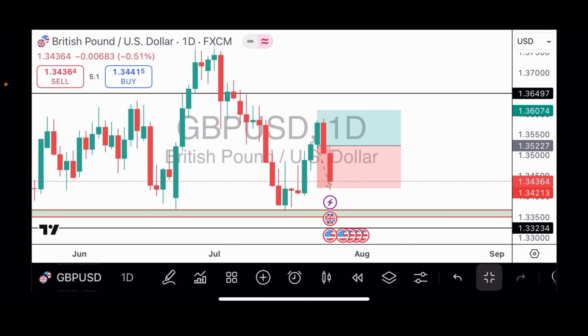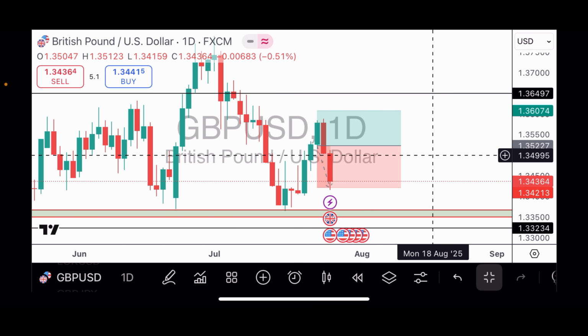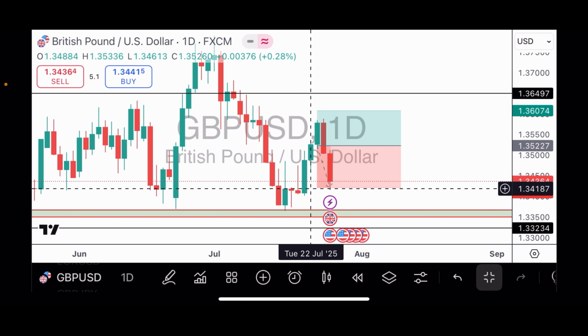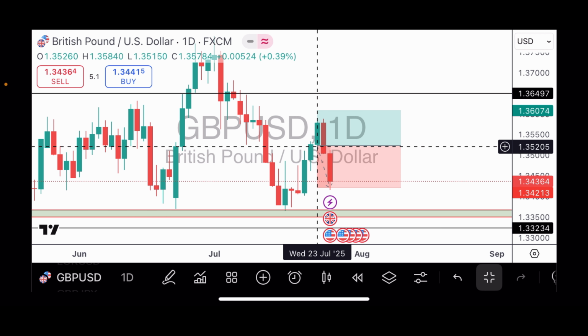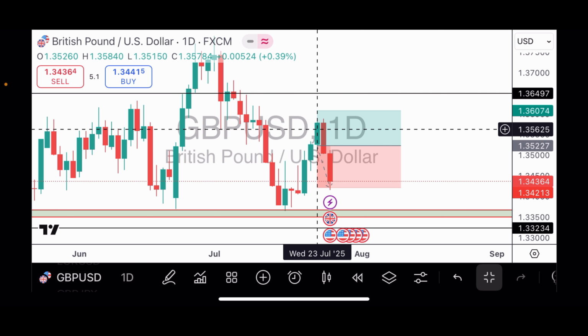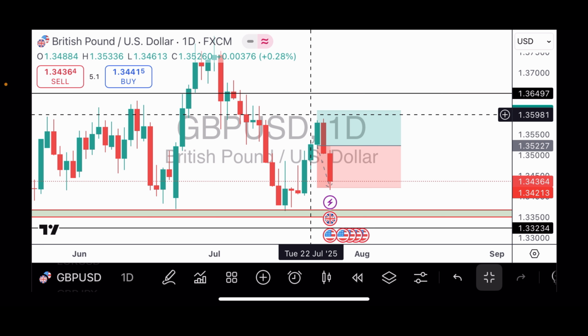Next trade was pound dollar. So same thing as euro dollar, bullish engulf followed by bullish hammer. Took that as a continuation of trend and an entry. Entered, and honestly, as you can see, price got close to hitting my TP.